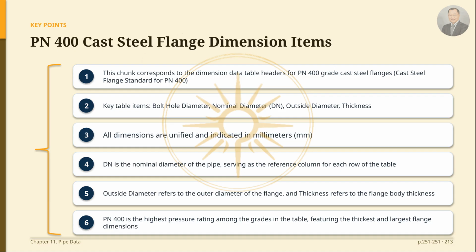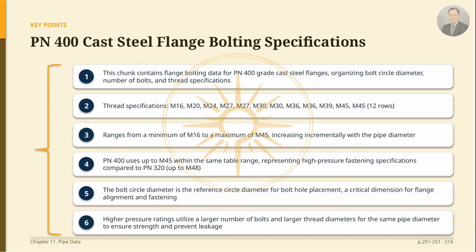This slide is a table summarizing the bolting specifications for PN 400 cast steel flanges, showing the correlation between pipe diameter, bolt circle diameter, quantity, and thread specifications. In the case of thread specifications, they increase incrementally from the smallest M16 up to M45, reflecting the design principle of ensuring fastening strength and preventing leaks in high-pressure environments. Since detailed values vary by pipe diameter, please first verify the pipe diameter of the target object during actual design and then refer to the matching bolt circle diameter and thread specifications.